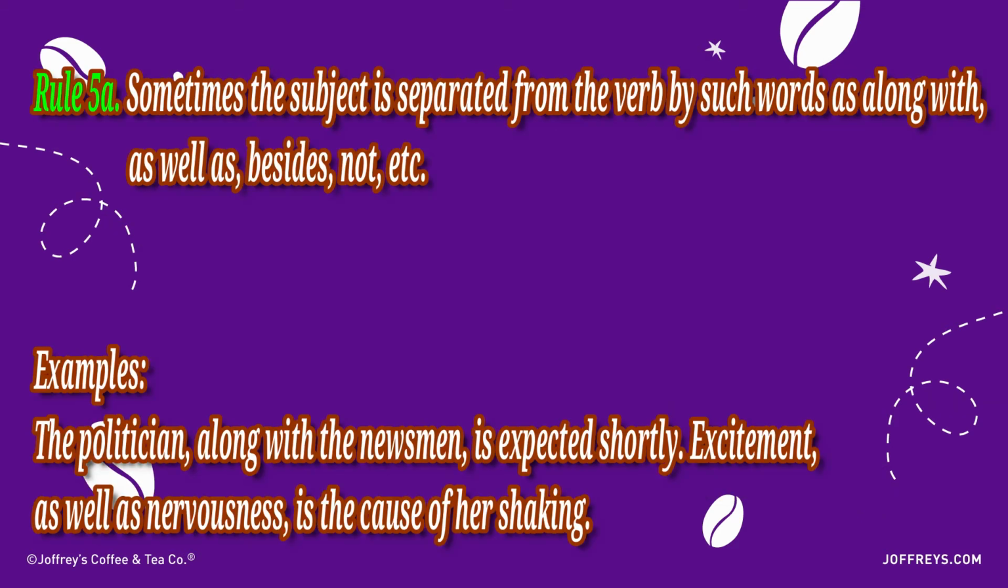Rule 4.5a. Sometimes the subject is separated from the verb by such words as along with, as well as, besides, not, and then. These words and phrases are not part of the subject. Ignore them and use a singular verb when the subject is singular. Example: the politician, along with the newsman, is expected shortly. Excitement as well as nervousness is the cause of her shaking.